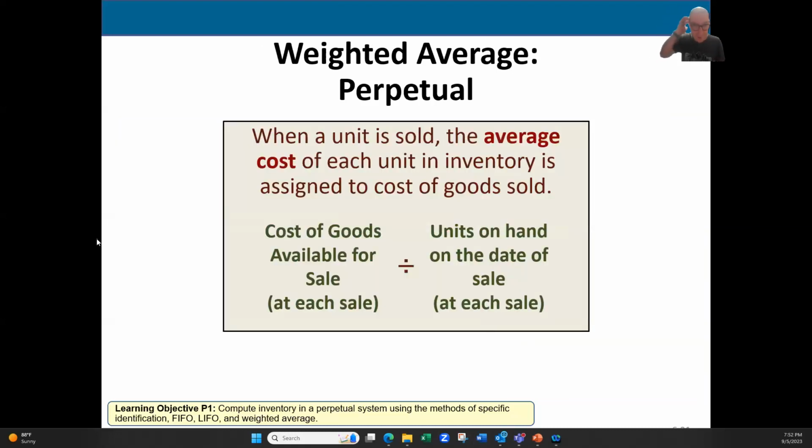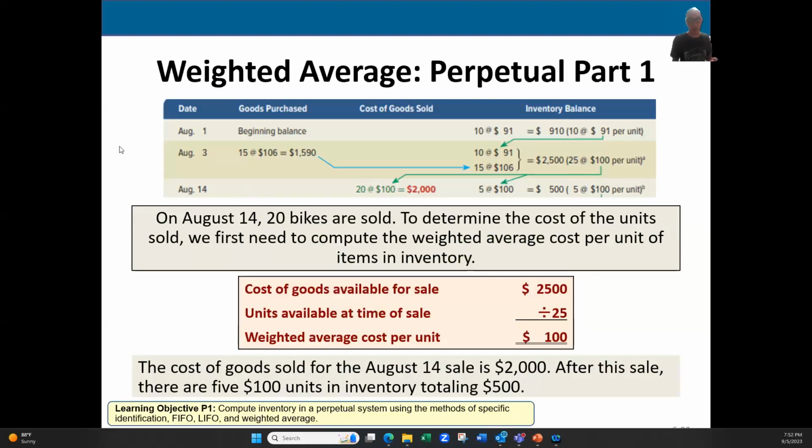Of course, the easiest one, the weighted average. So total cost of goods available divided by number of units. So the way it works is that for each time that we made sales, we would take our total cost of goods available divided by the number of units. So we have August 14th, we made our first sale, sold 20 bikes, $100 a piece, $2,000 cost of goods sold.